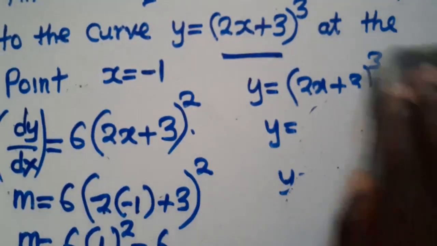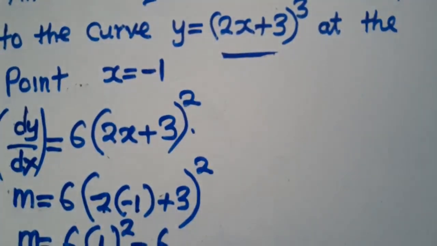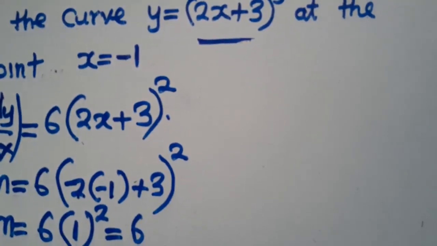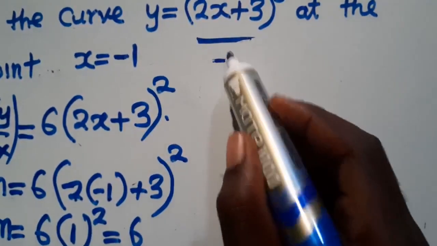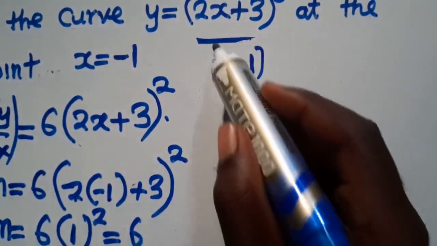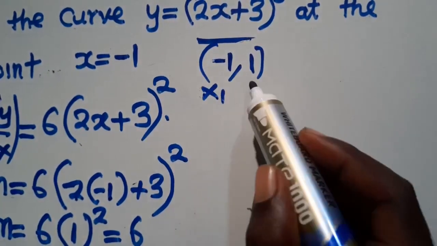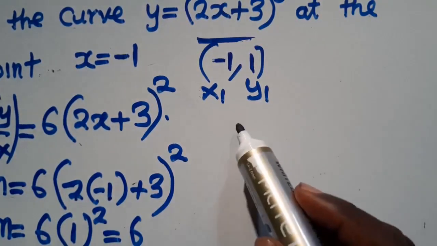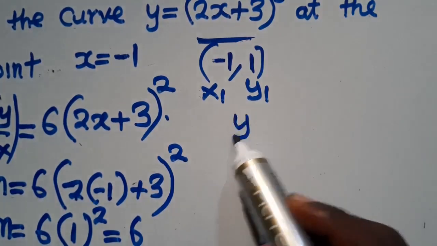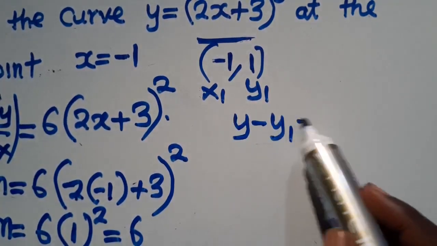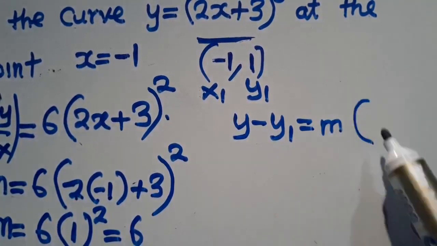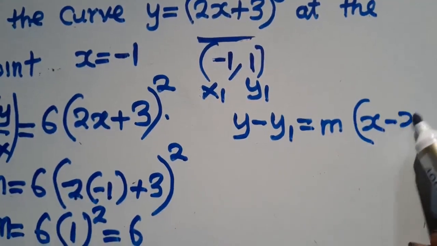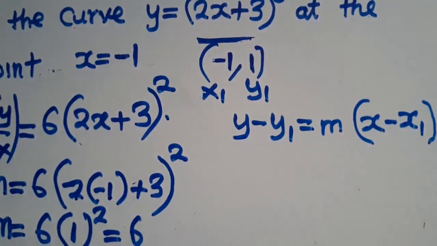This is 1. So how is the coordinate going to be? We know that x is -1, comma y is 1. So this is x1, this is y1. This is what you are supposed to do. So like this, you now replace. You say y minus y1 is equal to m(x minus x1). You just replace in this particular formula. This is what you need to do.